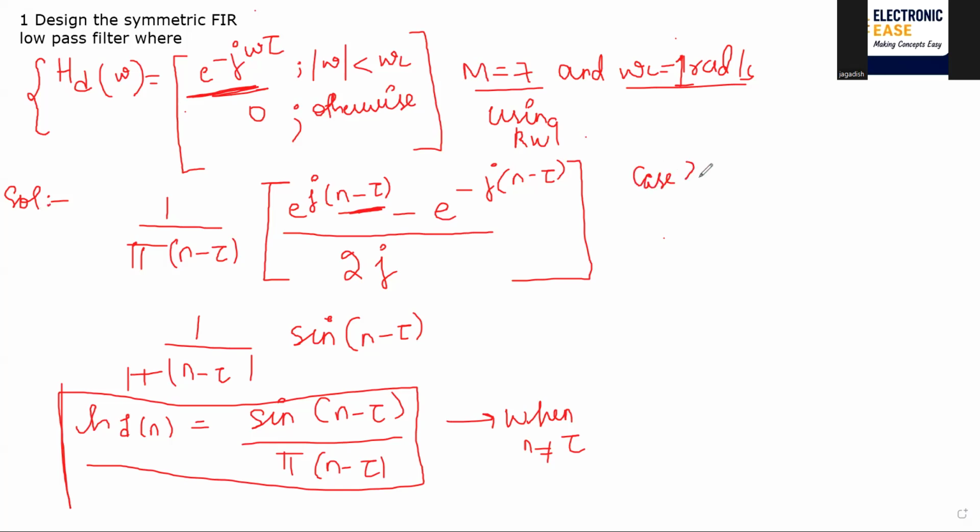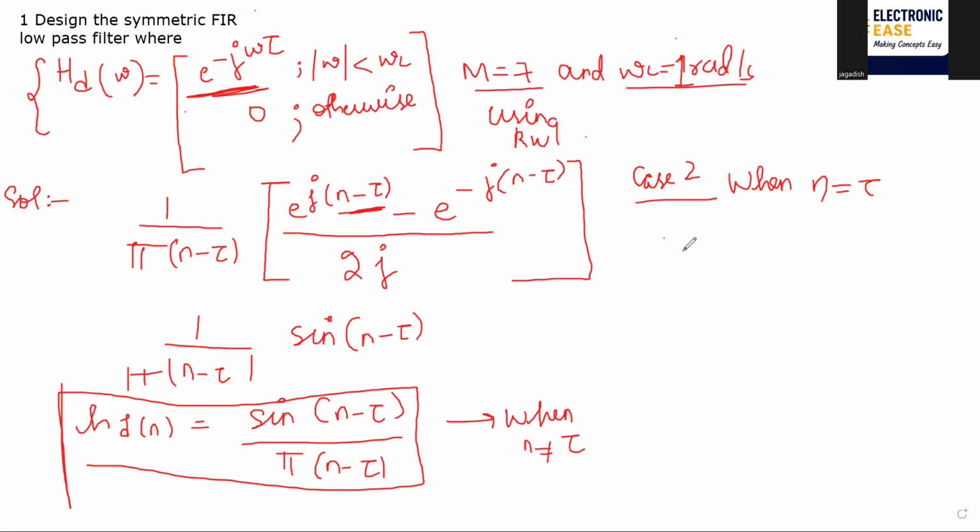Case 2, whenever n is equal to tau. So when n is equal to tau, what expression will we get? I will be substituting there. We have the main expression, which I wrote above. I will substitute n equal to tau.